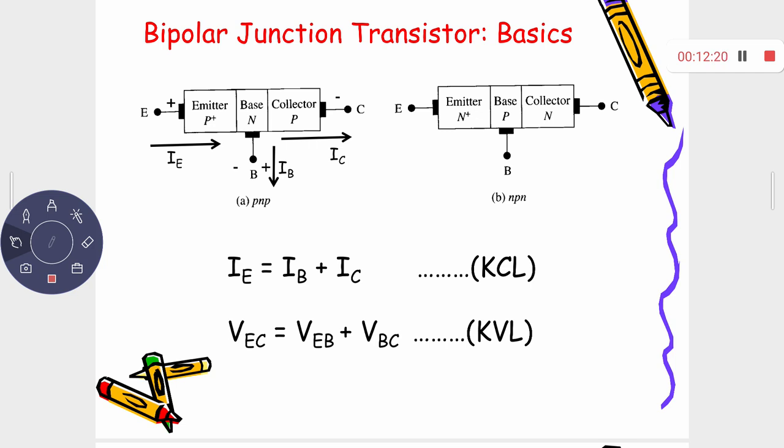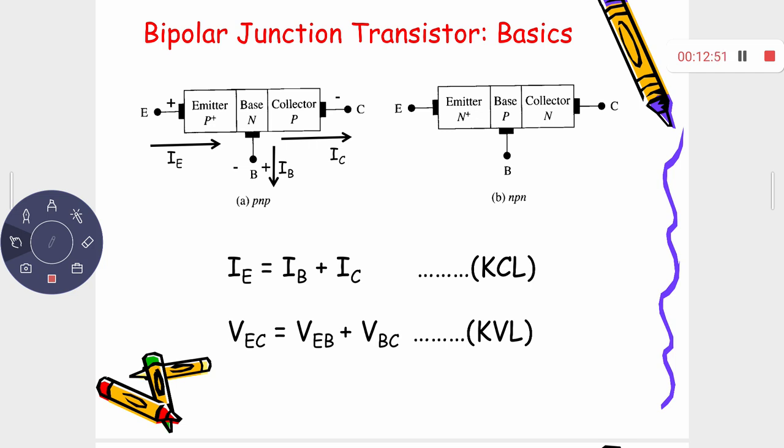For NPN, your base is p-type and emitter is n-type, so VBE should be greater than 0. Since you have a p-n junction there, VBE on is equal to 0.7 volts for a silicon transistor. And for PNP it should be less than 0.